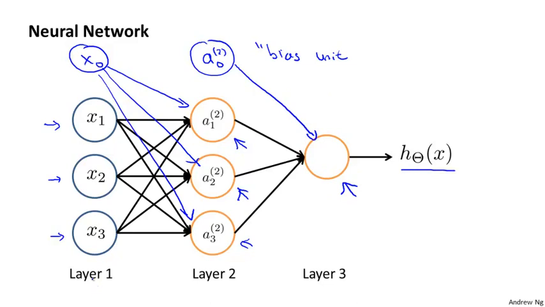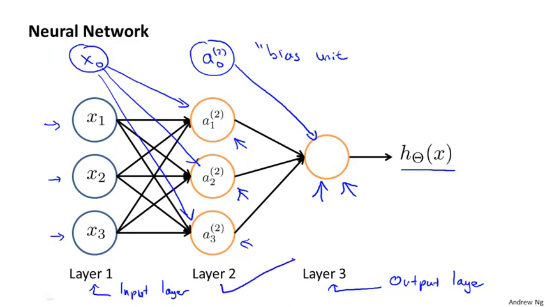To introduce a bit more terminology, in a neural network, the first layer is also called the input layer, because this is where we input our features, x1, x2, x3. The final layer is also called the output layer, because that layer has the neuron that outputs the final value computed by the hypothesis. And then layer 2 in between is called the hidden layer.